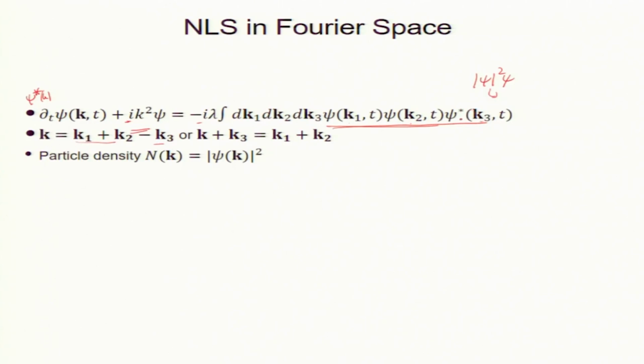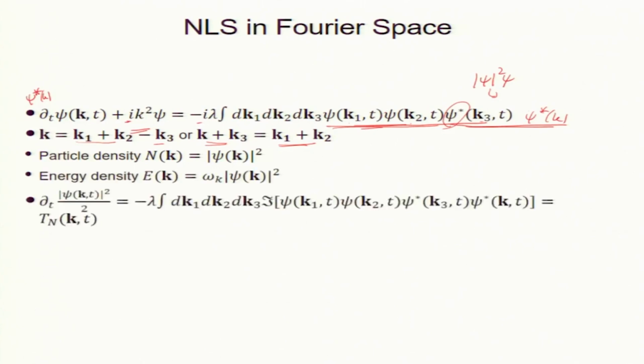Is it clear to everyone? There should be minus k3, or k plus k3 is k1 plus k2. So, 2 on the left, 2 on the right, and the one with the star is going to be. So, if I multiply with psi star I will get psi from both sides, I will get psi star k. So, these two wave numbers are added and these two wave numbers are equal to the wave numbers for the unstarred wave function. Now, particle density is mod psi k squared and energy is omega k mod psi k squared, and this is the equation which I can derive easily by multiplying by psi k star and adding complex conjugate.